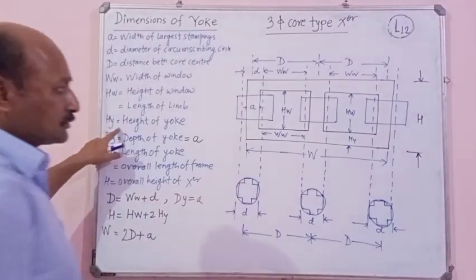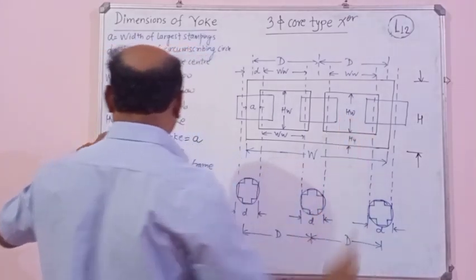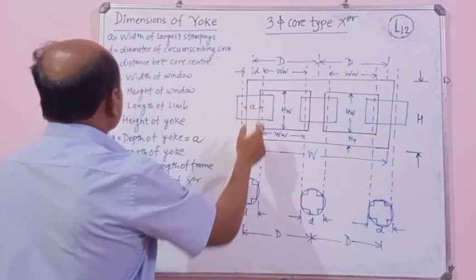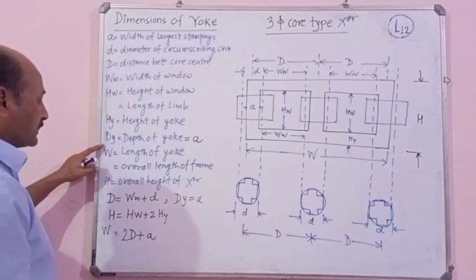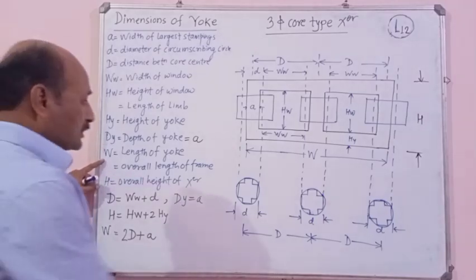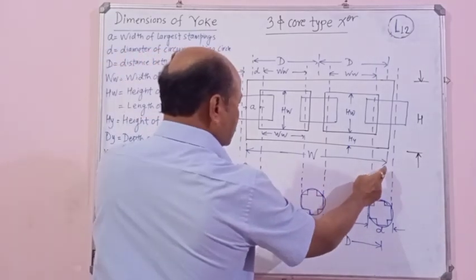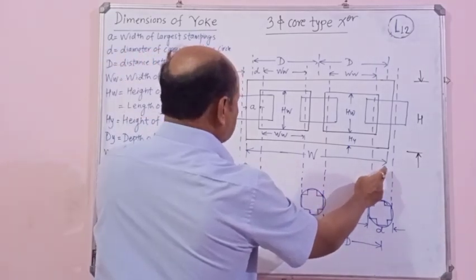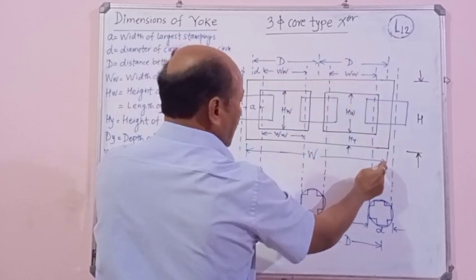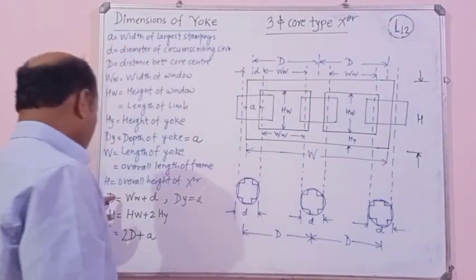Then height of the yoke, again height of the yoke. Then depth of the yoke. So depth of the yoke is nothing but the width of the largest stamping, that is dy. Then length of the yoke. So this one is nothing but the length of the yoke. The length of the yoke consists of D, capital D, half of the A and half of the A.